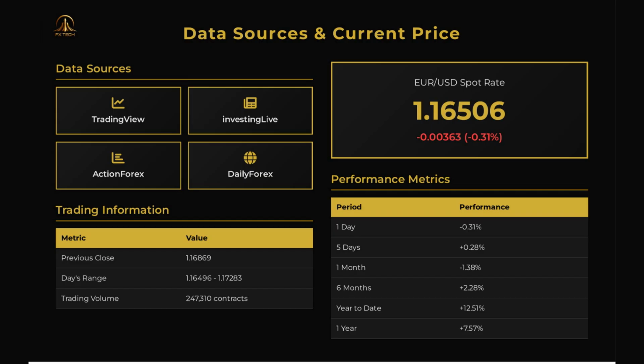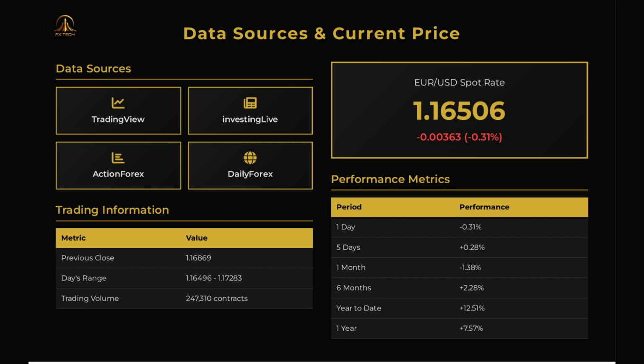As of October 18th, EUR USD trades at 1.16506, down 0.31% from the previous close of 1.16869. The day's range spans 1.16496 to 1.16869, and the week's high was 1.17283. Year to date, the pair has gained an impressive 12.51%, though it's down 1.38% over the past month.